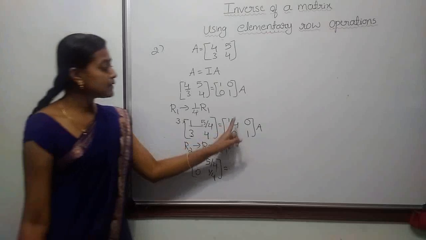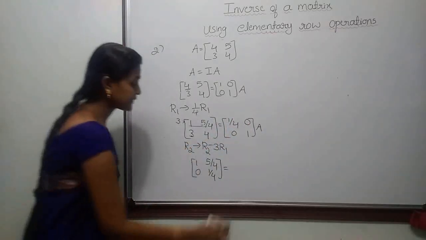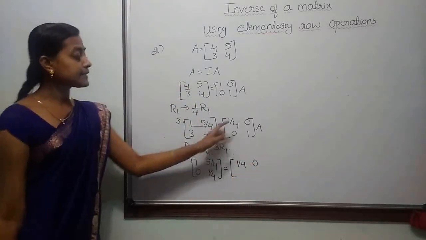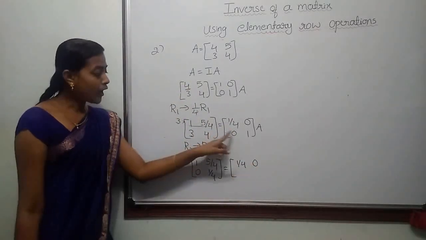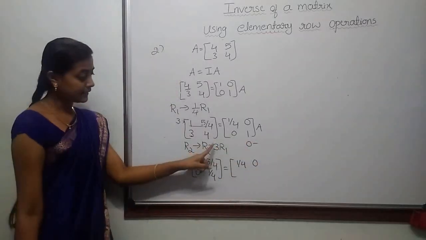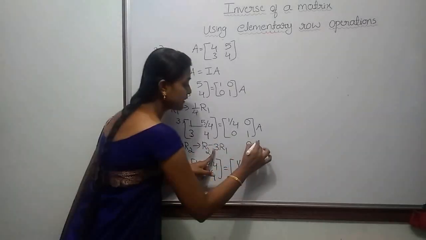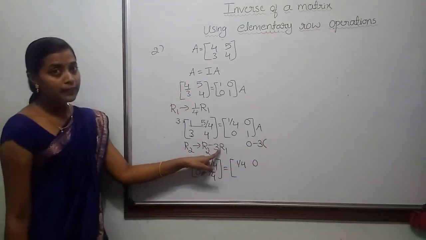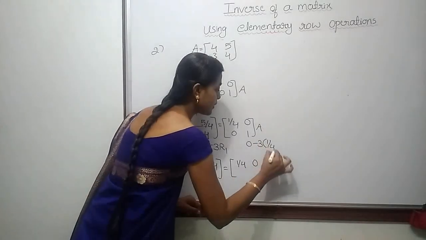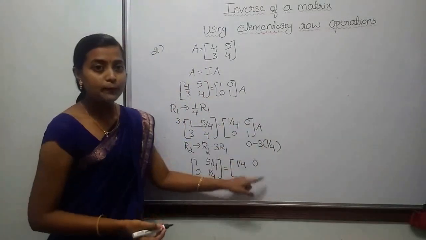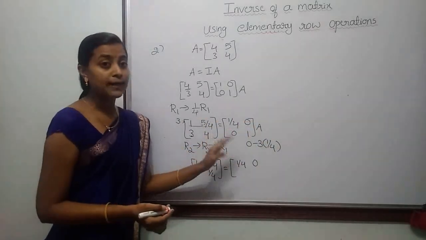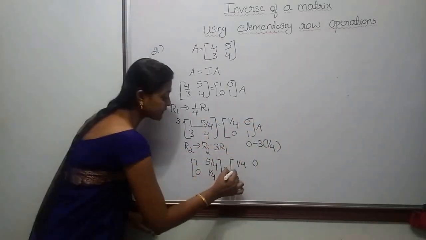I will write the elements of first row as it is. In the second row, R2, element of R2 is 0 minus this 3 as it is. R1, element of R1 is 1 by 4. Minus 3 into 1 by 4 is minus 3 by 4. 0 minus 3 by 4 is minus 3 by 4. I will write this here.